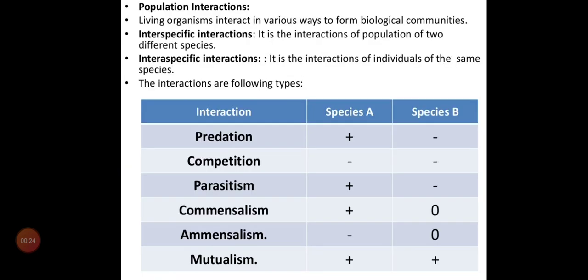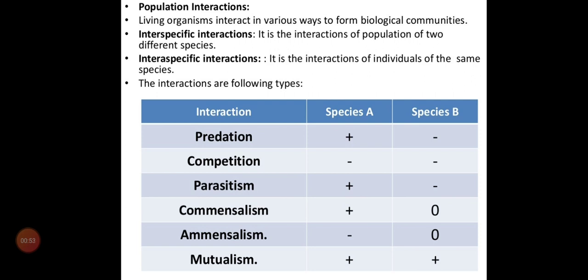What do you mean by population? Population means a group of organisms together in an area. So here, how the populations interact with each other, whether they get a benefit or are affected by the interactions, that is what we want to see. That is the only thing we are going to see: population interactions. So now look at the slide.